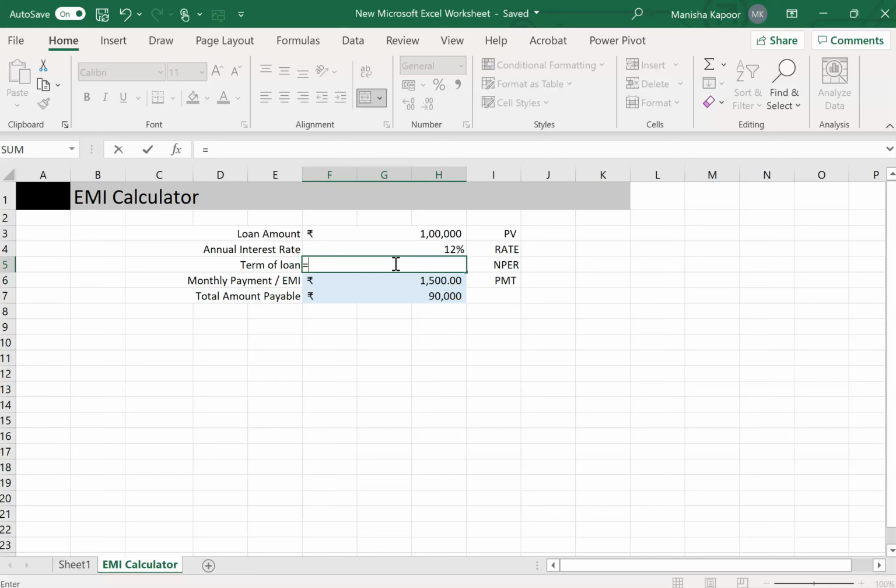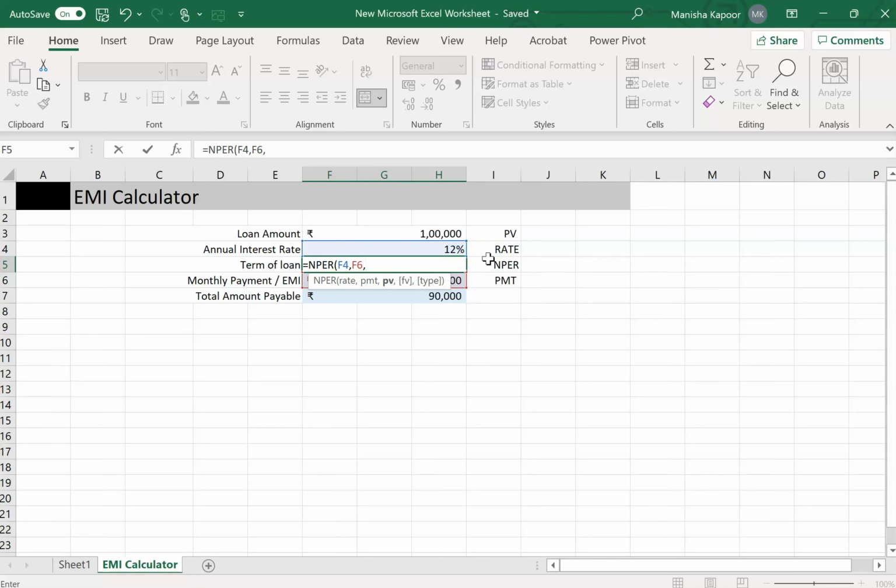For that, we can use this NPER formula, and it returns the number of periods for an investment based on periodic constant payments and a constant interest rate. So what is the rate? Because the bank is not ready to negotiate, it's going to be the same, that is 12%. What is the PMT? How much are you going to pay every month? You decide that your salary is this much, you can't pay more than 1,500. So that is the PMT.